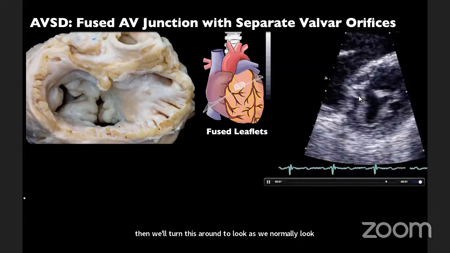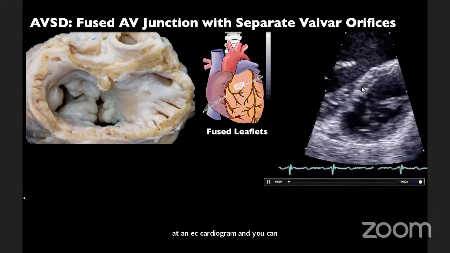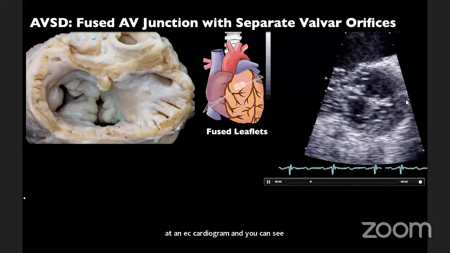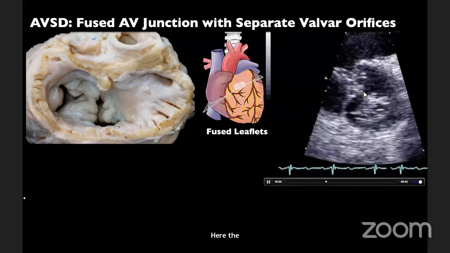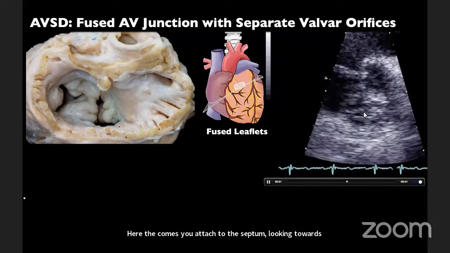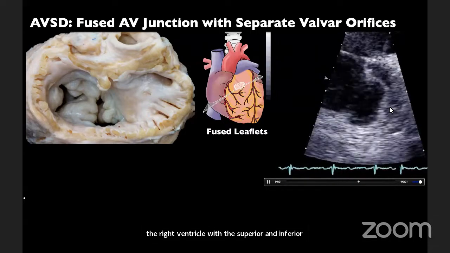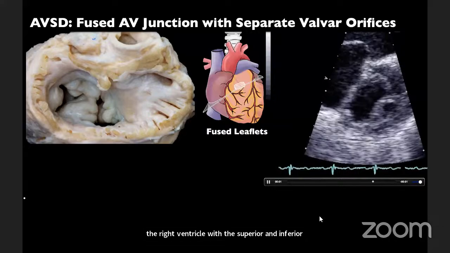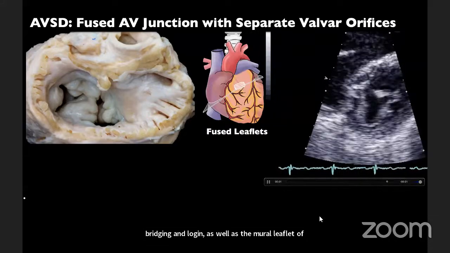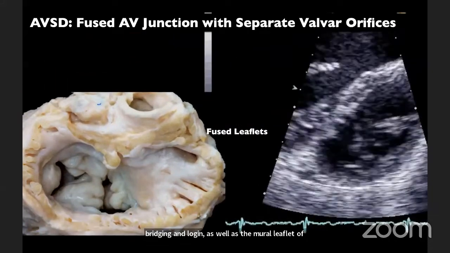And you can see here the commissure attached to the septum looking towards the right ventricle with the superior and inferior bridging anlagen, as well as the mural leaflet of this valve of a so-called primary atrial septal defect.